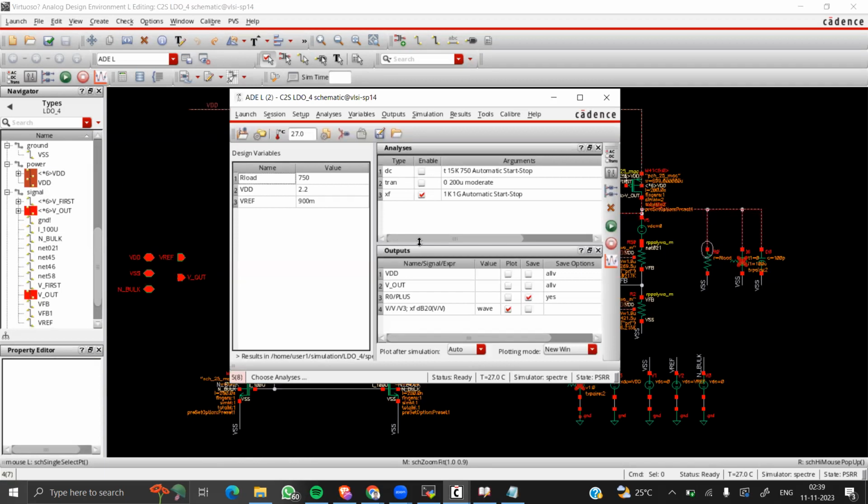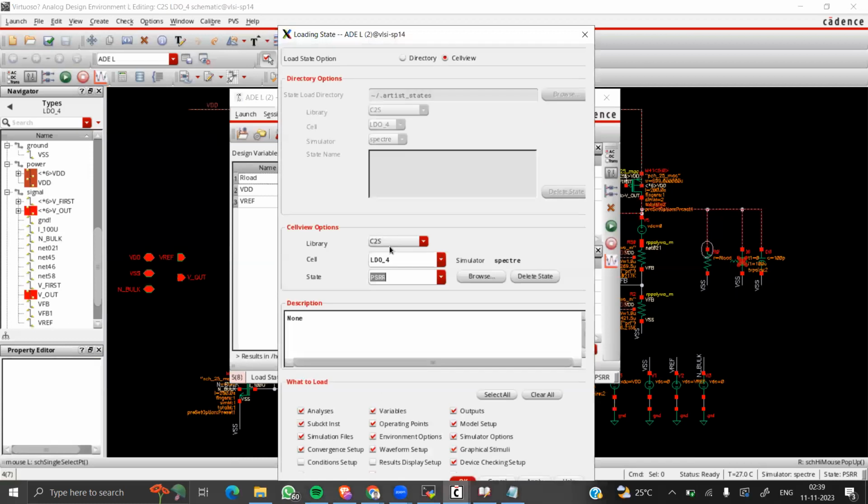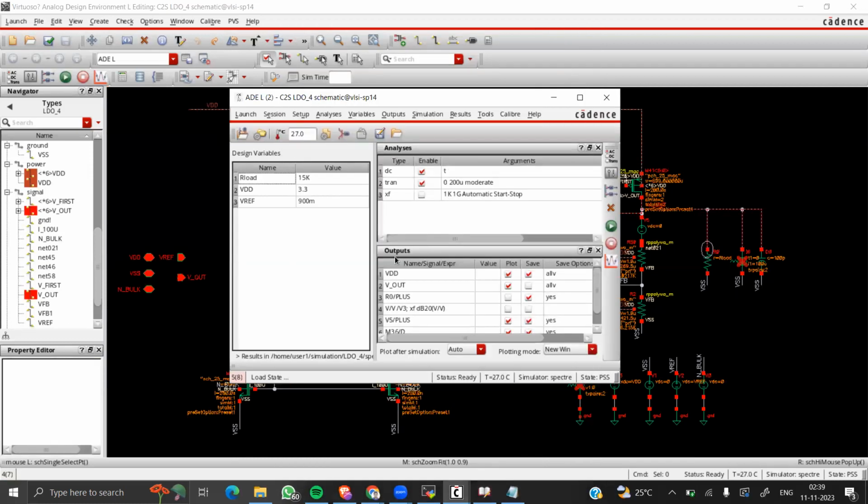Other reference voltages can also be taken. The reference voltage is generally designed using a BGR circuit. Currently we're not going into the details of the BGR, so the ideal reference voltage of 900 millivolts is taken. Let me show some initial simulations. This loads a basic simulation.